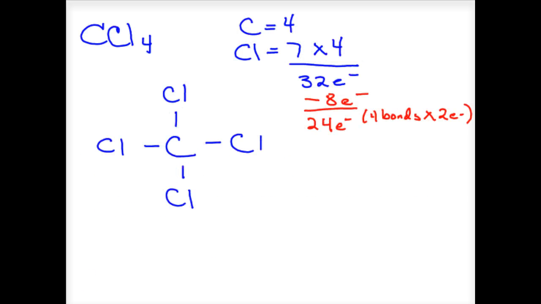All right, so what you should have done is you should have figured out that you had 32 valence electrons. Carbon has 4, chlorine has 7. I have 4 chlorine atoms, so that was 32. Carbon was my central atom because it was the unique one. I put my chlorines as a skeleton around it, made my bonds. I had 4 bonds. That's a total of 8 electrons, so I have 24 remaining.